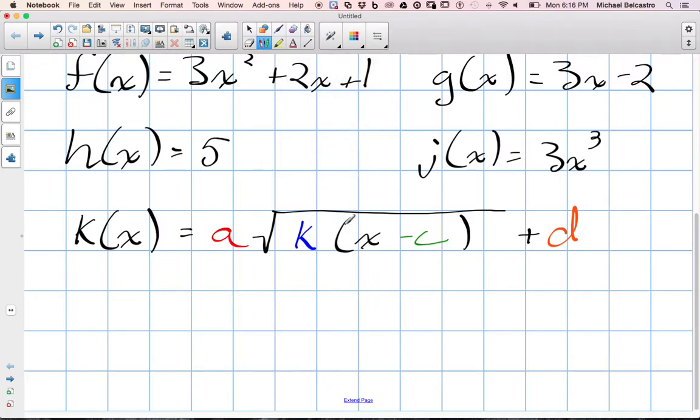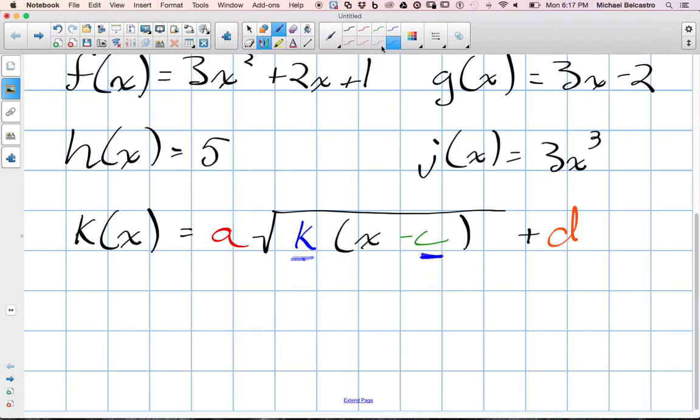Think of it like this. These 4 little variables, a, k, c, and d, transform things around the page. They move it around a page for us. Anything under the function, so for instance, this is a root function, but it could be squared, it could be absolute value, it could be linear, it could be cubic. There are so many different types of things. Anything under it, so the k and the c, will deal with horizontal changes.